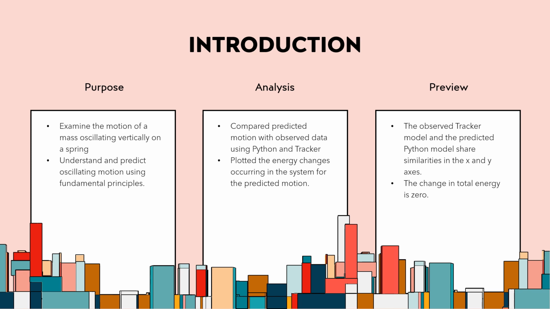In this lab, we compared the predictive motion with observed data using Python and Tracker and plotted the energy changes occurring in the system for the predictive motion. As a preview, the observed Tracker model and the predictive Python model share similarities in the x and y direction, and the change in the total energy is in fact 0.